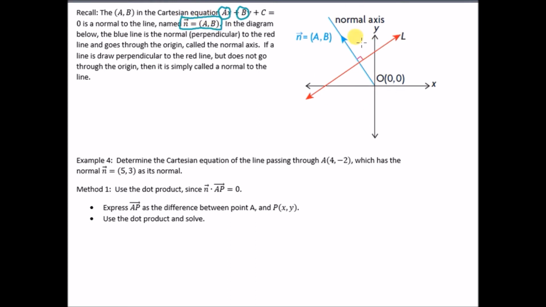So in this diagram over here, the blue line is the normal. Okay, and it's perpendicular to the red line, and it goes through the origin. So the line that we'd be talking about in this equation would be the red line, and the blue line is normal to that. Because it goes through the origin, it lies on what's called the normal axis. If a line is drawn perpendicular to the red line but does not go through the origin, then it's simply called a normal to the line.